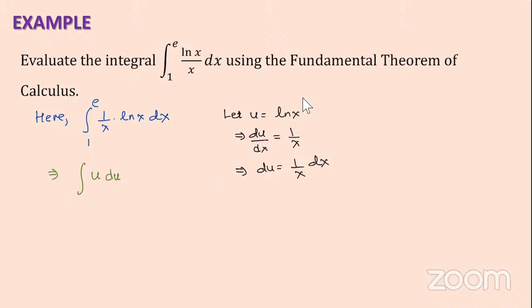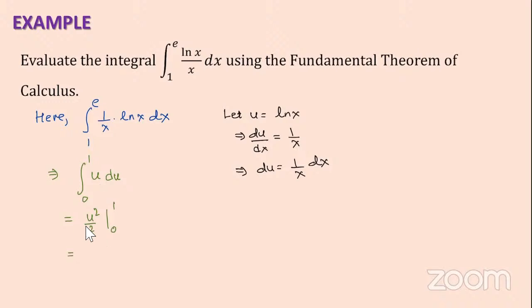So if I plug in 1, u equals natural log 1, which is 0. And then if you plug in e, u will be equal to natural log of e, that is equal to 1. Now we can evaluate this. Integration of u is u squared over 2, evaluated between 0 and 1.